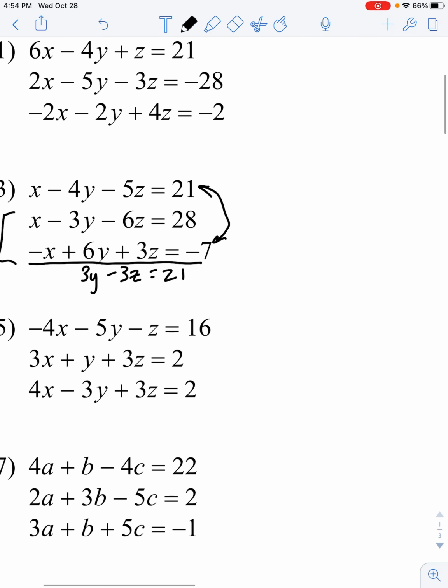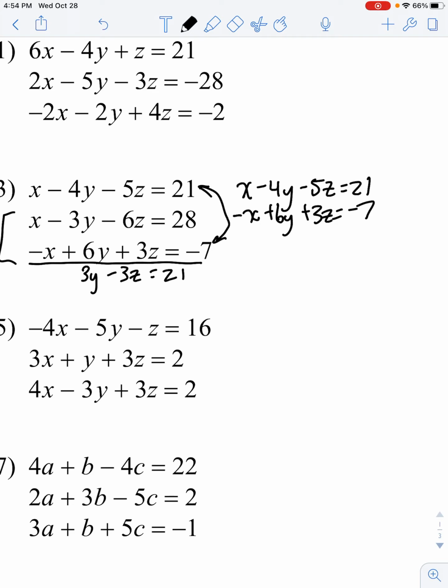Okay, so I'm going to take the top equation, which is x minus 4y minus 5z equals 21. And then I'm going to take the bottom equation, which is negative x plus 6y plus 3z equals negative 7. And again, I could have used the first and the second equation. I would have just had to multiply one of them through by negative 1 so that one of the x's has a positive x and one of them has a negative x.